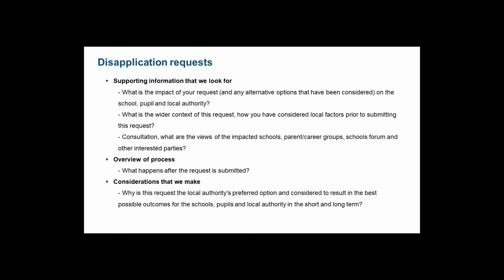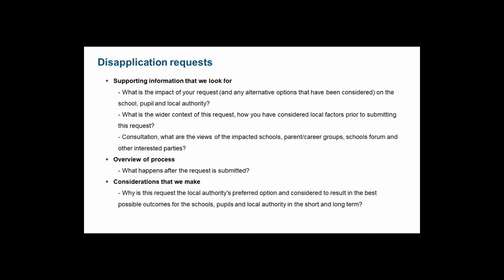So moving on to more detail on disapplication requests and what we look for. Firstly, we'd like to know what is the impact of your request alongside any detail about alternative options that have been considered. So we look specifically for the impact on the school, the pupil, and the local authority. As part of that, we look at, as stated, what alternatives have been explored, and of the alternatives that have been explored, why haven't these been taken forward? We always look for supporting financial modelling, such as the up-to-date financial position of schools affected by the request in relation to level of reserves, and also local authorities' direct schools grant position. We look at what, if any, transitional steps or mitigants have been considered and agreed.